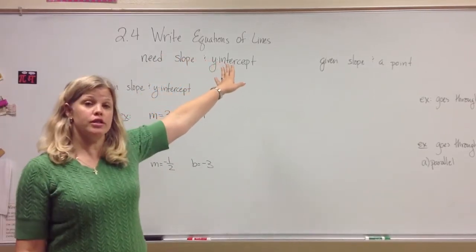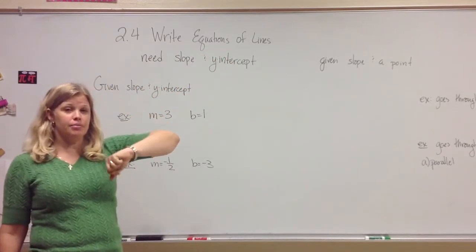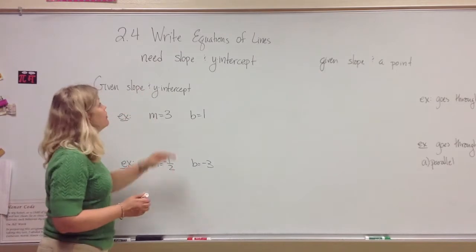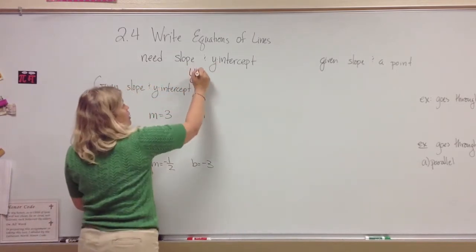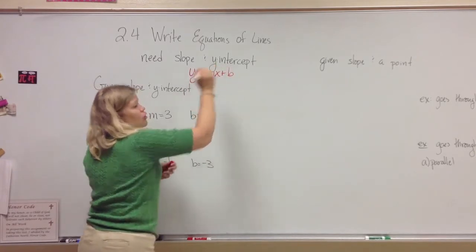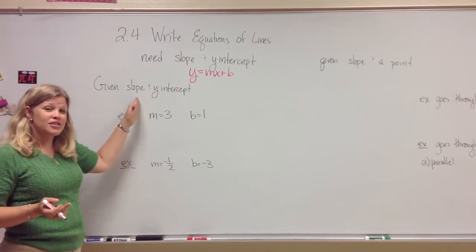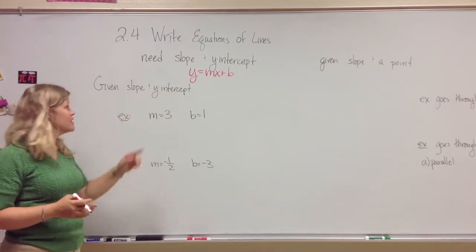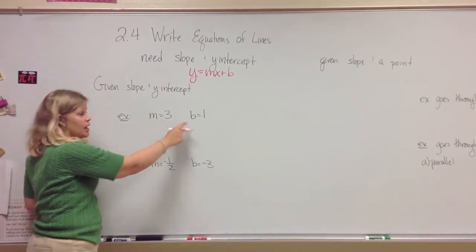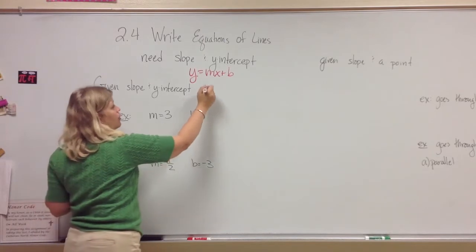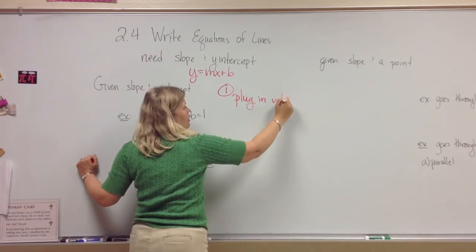We're going to look at 2-4 today, which is how to write the equations of lines. One thing you've got to keep track of: you will need to find a slope and a y-intercept. And hopefully, you're already thinking y equals mx plus b. Okay? Well, I might ask you to tell me what the equation of the line is and just give you the slope and y-intercept. So I told you what m is, I told you what b is. All you're going to have to do is plug in the values.